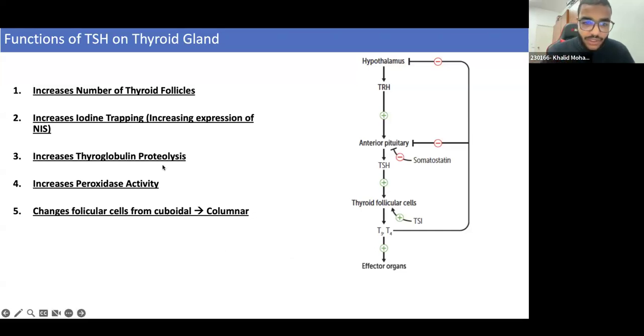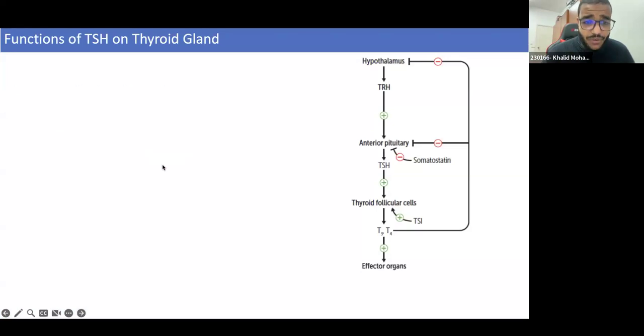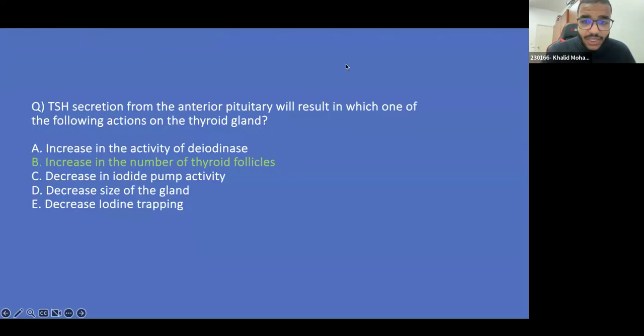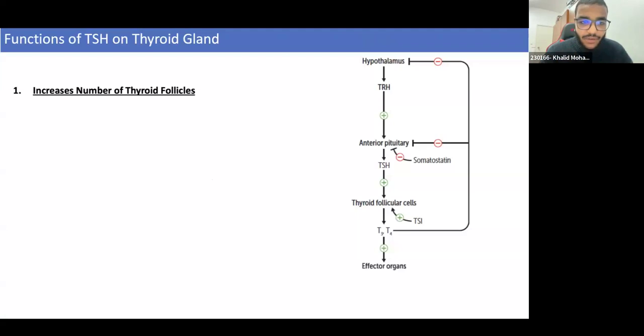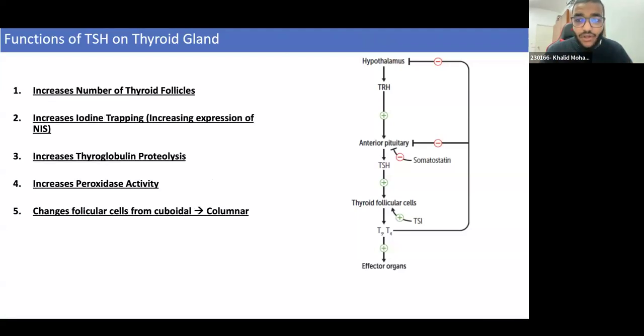Now, for this question, deiodinase comes in the peripheral tissues, or in the CNS, where T4 is converted into T3, the more active form of thyroid hormone. That's where deiodinase mainly plays a role. So TSH doesn't have an effect on peripheral tissues. It has an effect on thyroid only. And these are the 5 effects that TSH has on the thyroid gland.